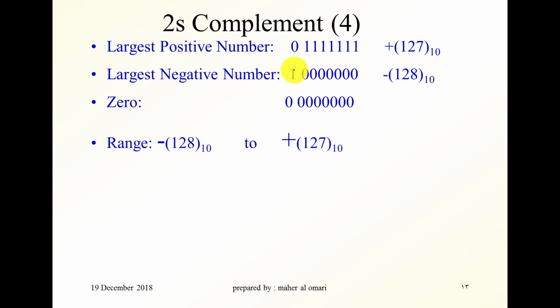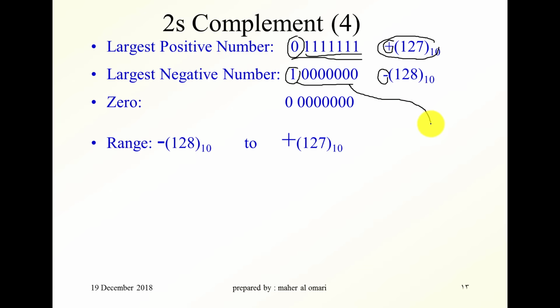In 2's complement notation for sign numbers, what is this number? This is a positive number, right? And this is the absolute value of the positive number, which is 127. This is for an 8-bit number. What is the value of this one? This is a negative number. What is the value of this negative number?